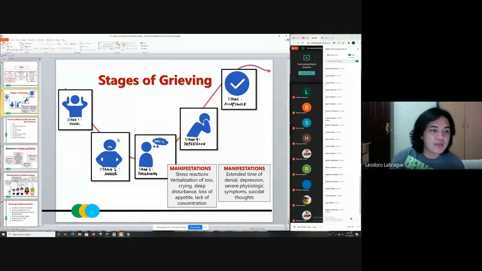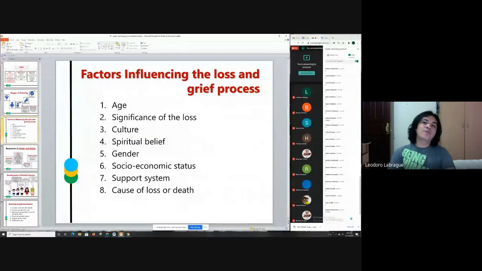All clear. Okay. Now, as mentioned earlier, almost all people experience loss. Almost all people experience the grieving process. But there are several factors that affect or influence loss and the grieving process in the individual. Okay? We're going to discuss what these are. First is age.